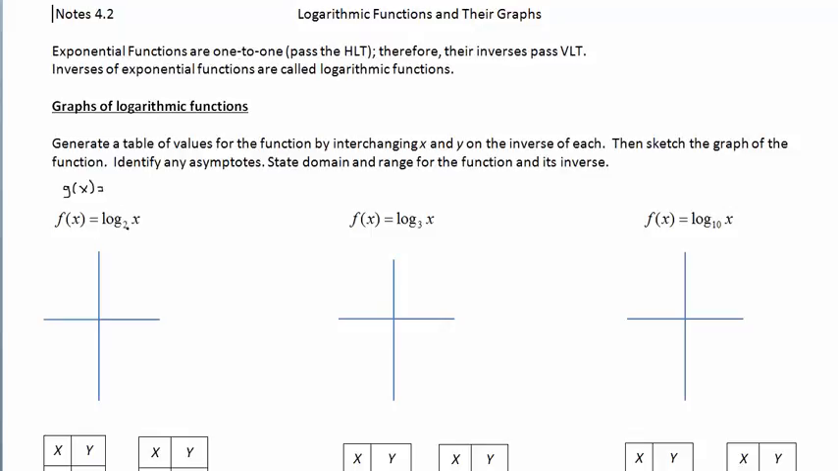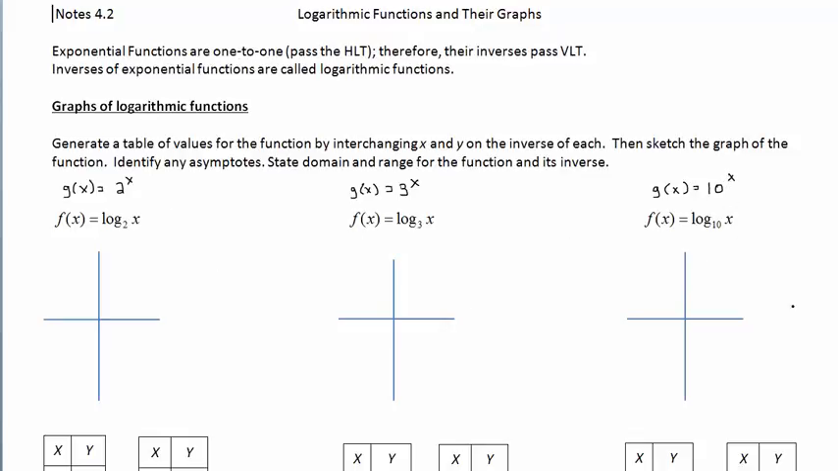Notice that I read log base 2. Well, if 2 is the base on the log function, then 2 is the base on its inverse, the exponential function. So g of x and f of x are inverses of one another. If we have log base 3 of x, its inverse equation is g of x equals 3 to the x, so we have a base 3 on the exponential inverse function. Likewise for the third one, if 10 is the base on the log, it's also going to be the base on the exponential function.